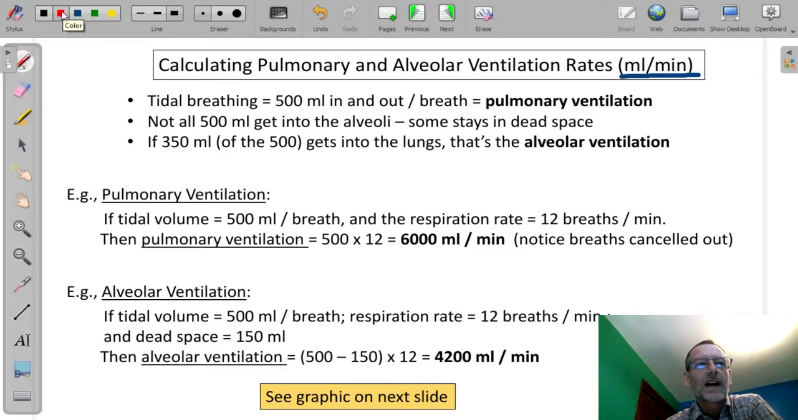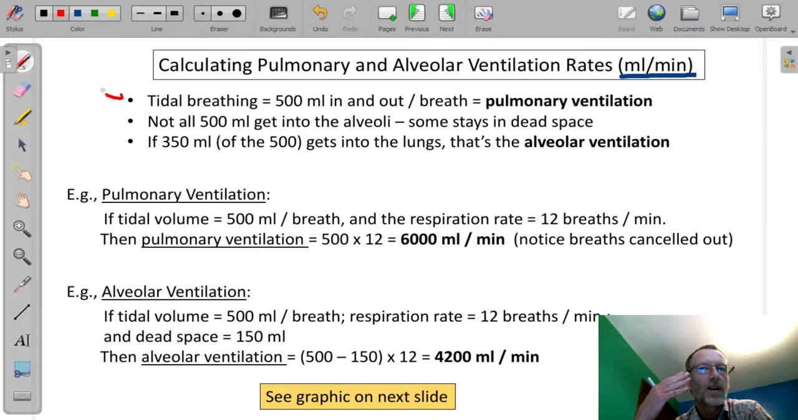And what we're looking at is the total volume of air going into the lungs, which is the pulmonary, and then what part of that air going into the lungs actually makes it into the alveoli. So tidal breathing, we've talked about that before. It's about 500 mils in and out. That's the total volume when measured from the mouth into the lungs and back out.